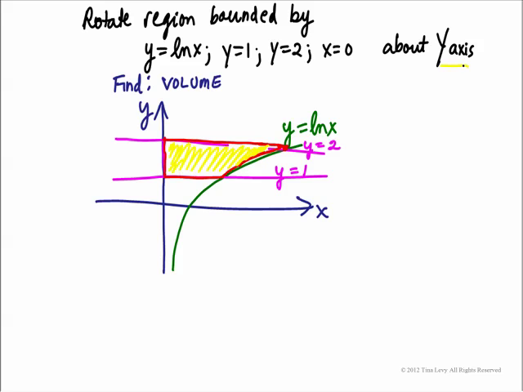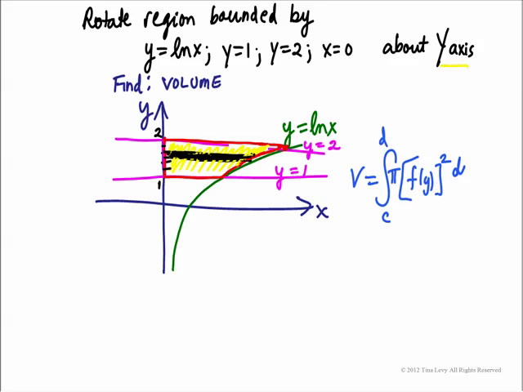Because it's the y-axis, I'm going to subdivide from 1 to 2 into n subintervals, and here is a typical rectangle. This rectangle, when rotated about the y-axis, will determine the disk. The volume will be the integral from c to d of pi f of y, which means the x value, squared, dy.